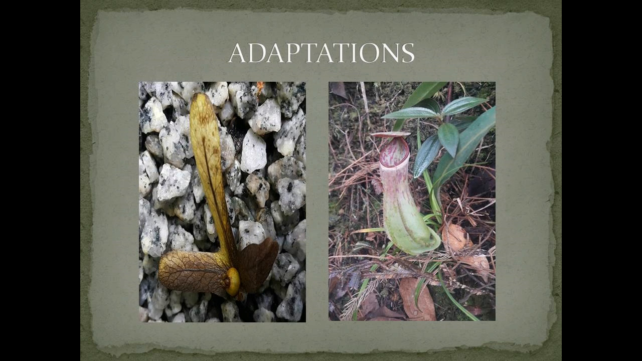For adaptation, seeds adapt themselves to survive. The seed has wings and with its wings it can go further. Another example is Nepenthes. Nepenthes grow at the hillside, which lacks nutrients, so it will adapt itself to the environment by trapping insects as their nutrients.